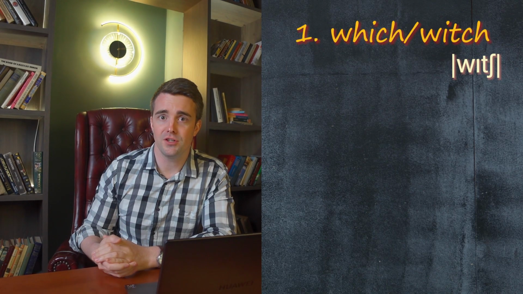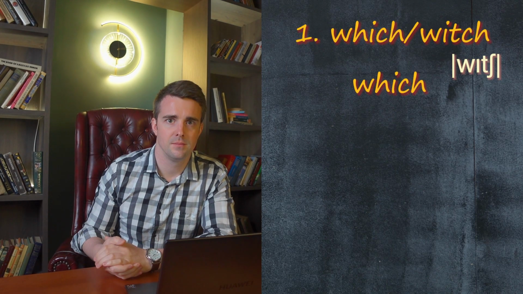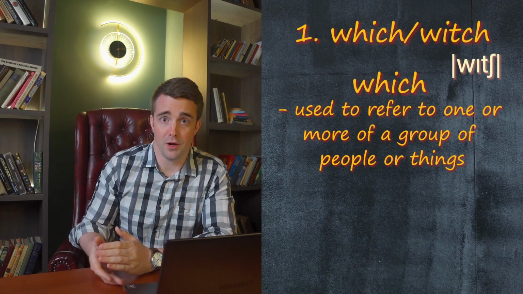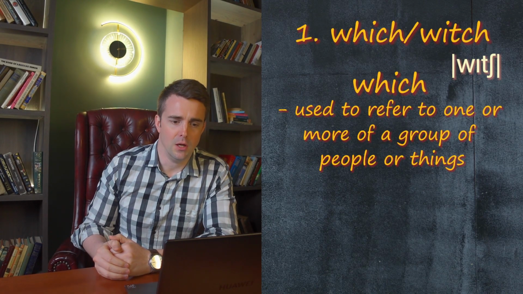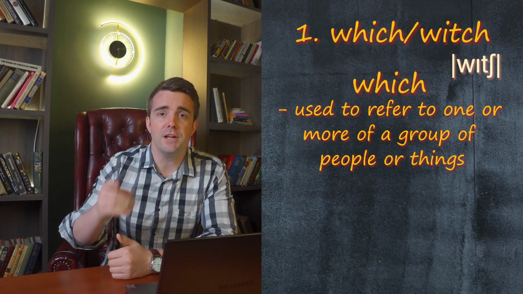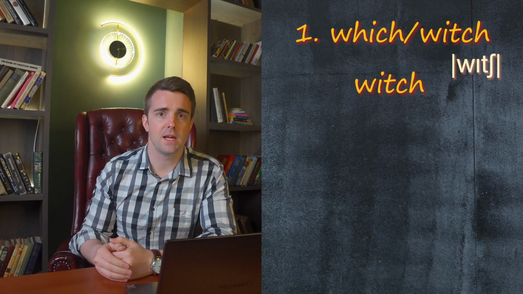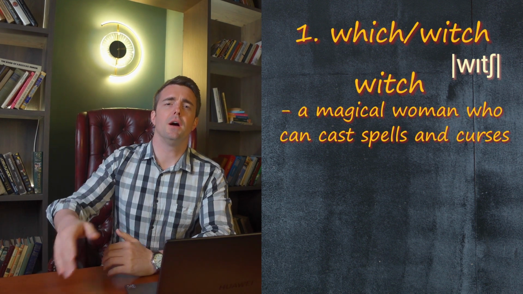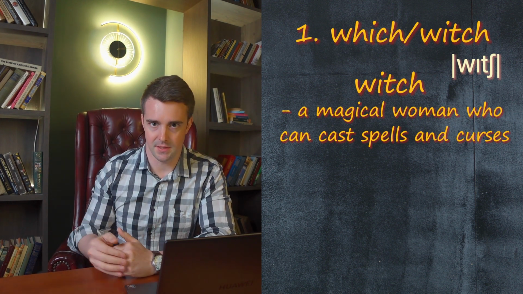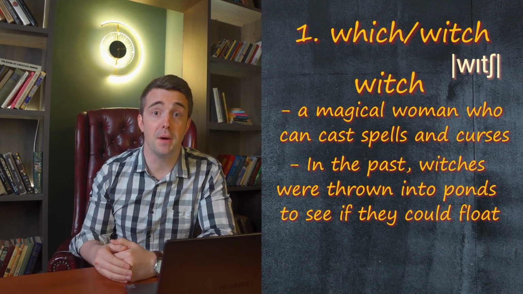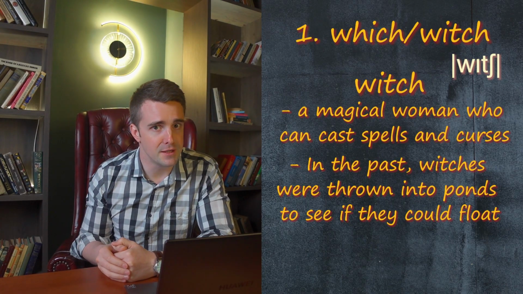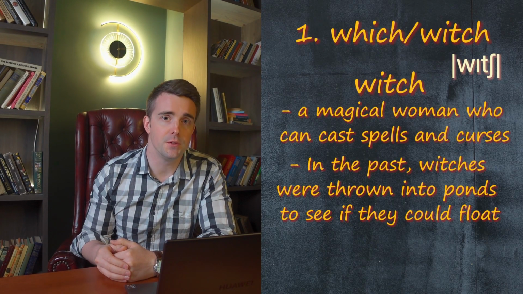Let's start with which and which. Which is used to refer to one or more of a group of people or things. For example, which teacher do you like best? And witch is a magical woman who can cast spells and curses. For example, in the past, witches were thrown into ponds to see if they could float.